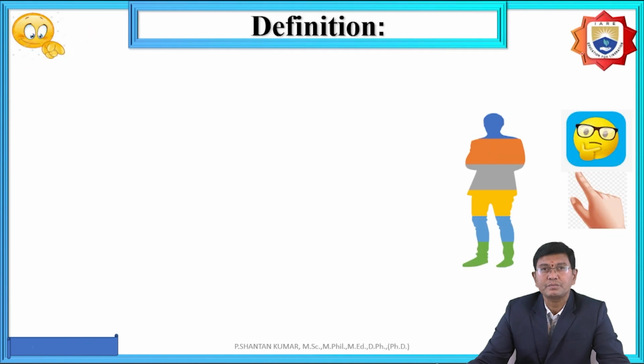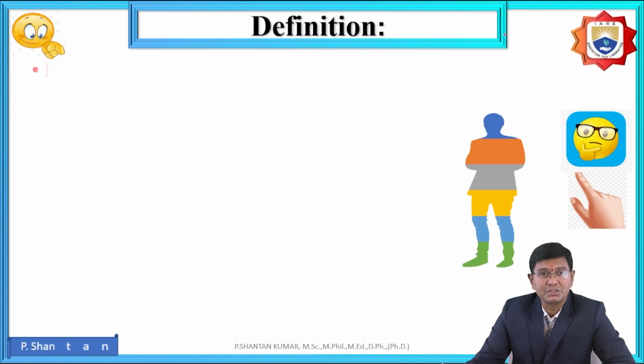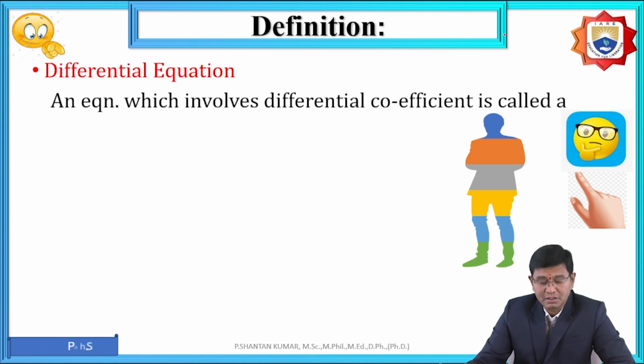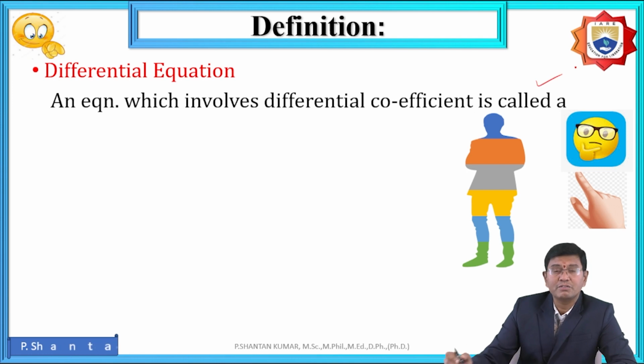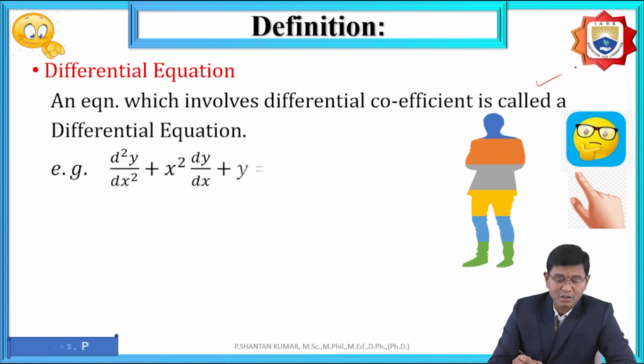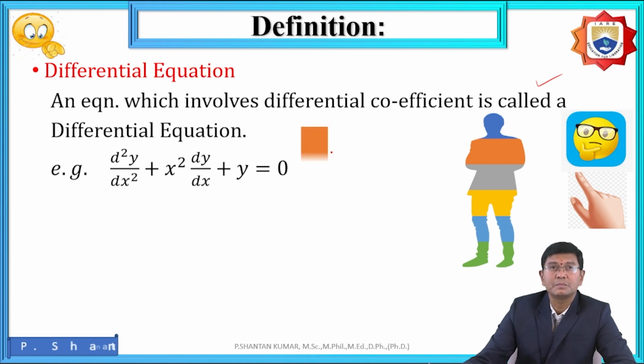First, what is the definition of a differential equation? A differential equation is nothing but an equation which involves differential coefficients. For example, d square y by dx square plus x square into dy by dx plus y is equal to 0. It is clearly a differential equation.